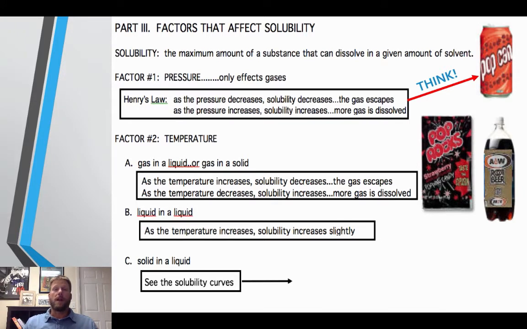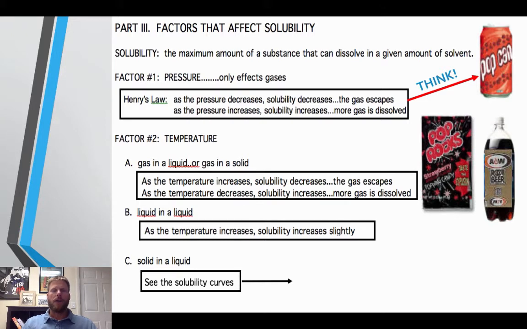So the carbonated beverage is pressurized in the first place to get more of that carbon dioxide gas to dissolve, because that's the part of the beverage that we tend to enjoy. So changing the pressure exerted on a solution only affects gases. The second factor that affects solubility is temperature.